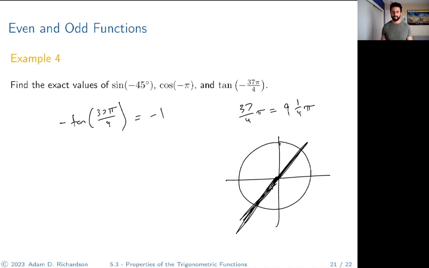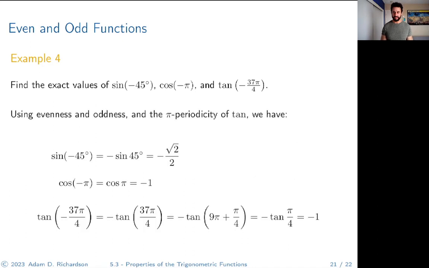There you go. Boom. Negative tangent of pi over 4 is negative 1. And that's it. So that's how even and oddness can help you for evaluating these functions.